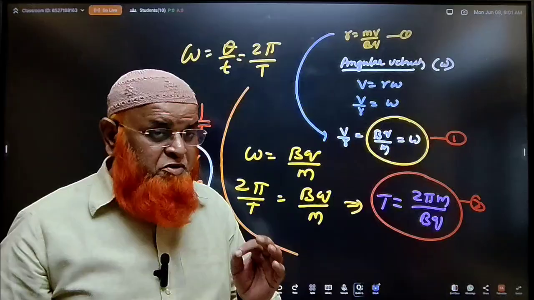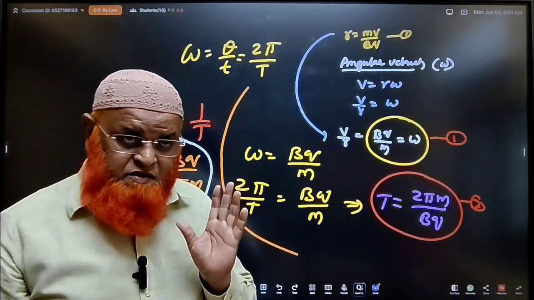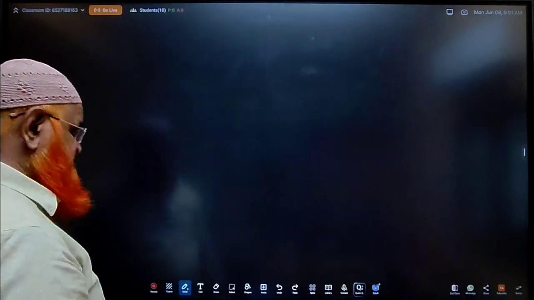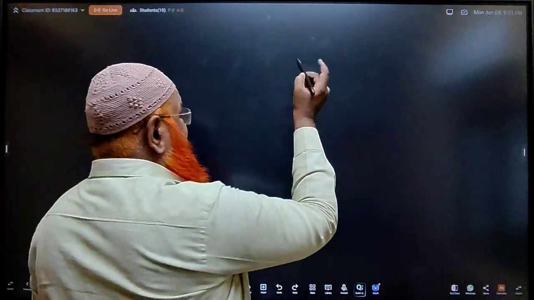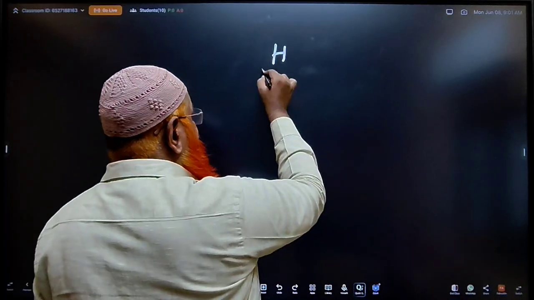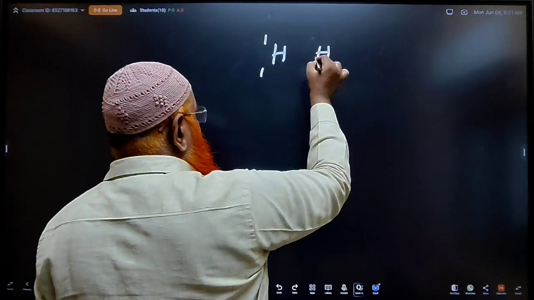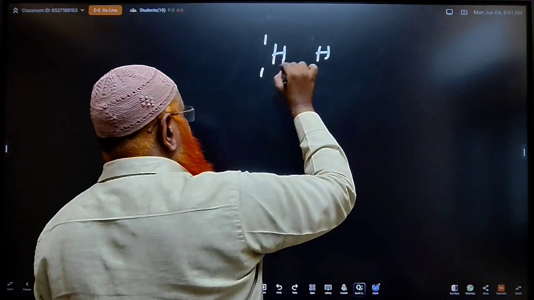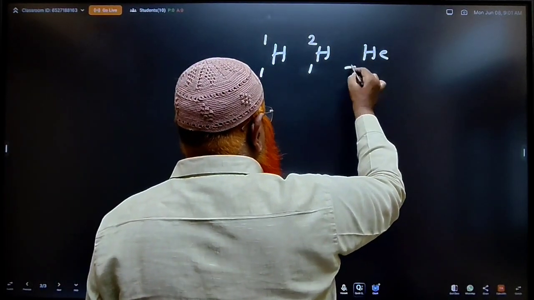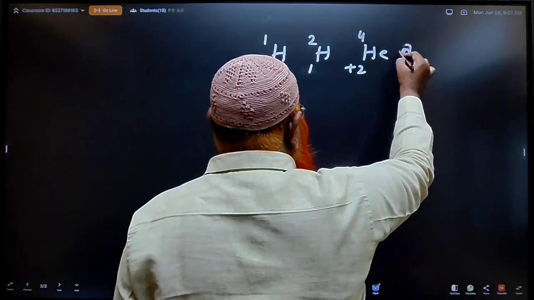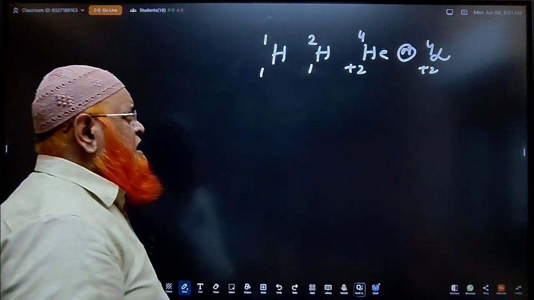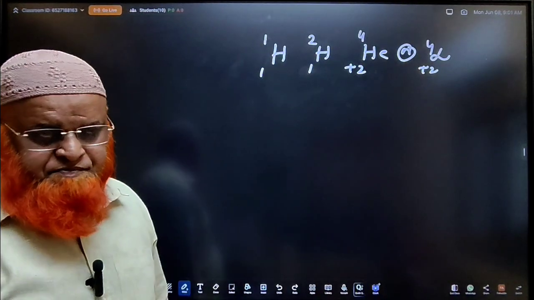Now, let us solve the problems based on this concept. So, what problems are we going to get from this? See here, there are three particles which you have to consider: hydrogen, deuterium, and alpha particle, which means helium plus 2 and 4, or it can also be written as alpha plus 2 and 4. Both are the same.